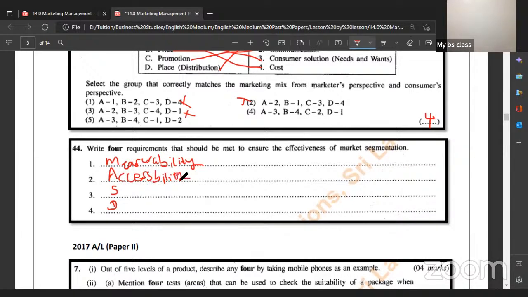And if you consider the S, it could be substantiality. Yes, substantiality. That has to be substantial enough, right? And also is it something actionable as well, right? And also the differentiability, right? You should be able to differentiate each market.